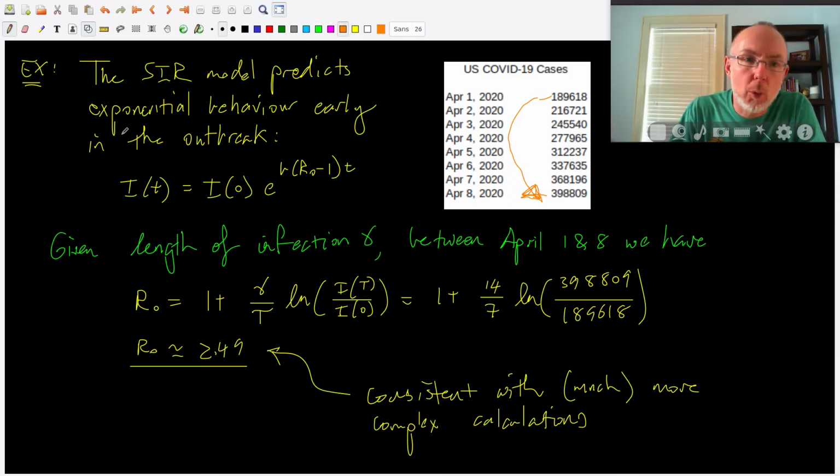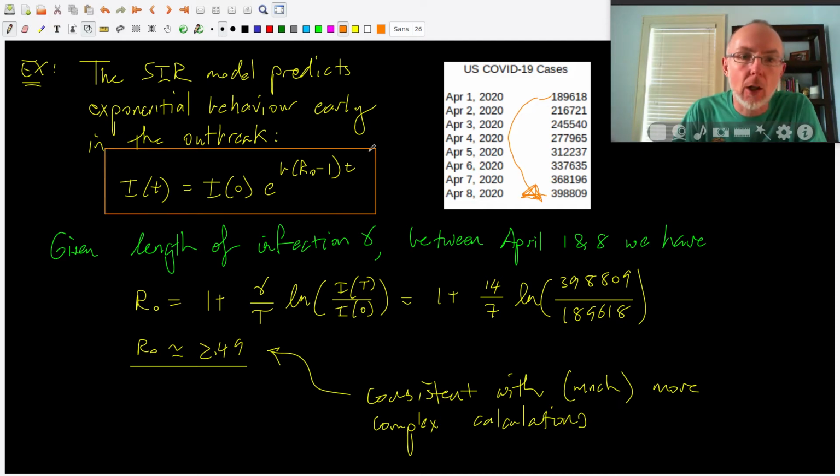And remember, our simple model here, we've simplified to the point of only looking at the very beginning of the outbreak. This is not a solution to the SIR model. This is an approximate solution in the very early stages when the growth of the number of cases is entirely exponential. So in that case, with those assumptions, what we're seeing is an R0 in the US of about 2.49 in early April.